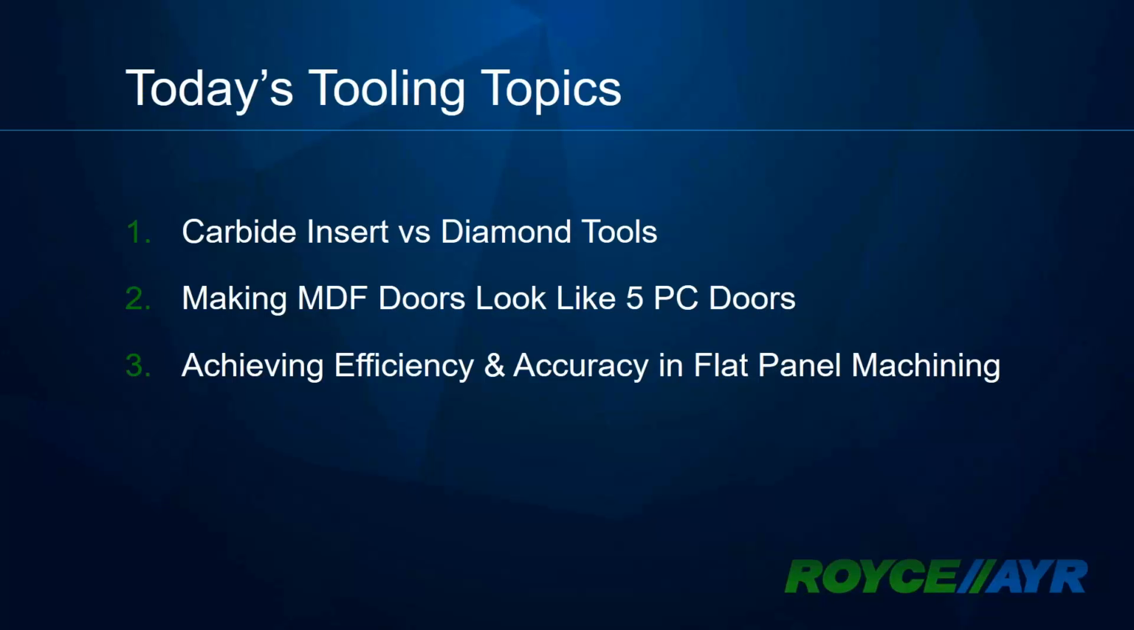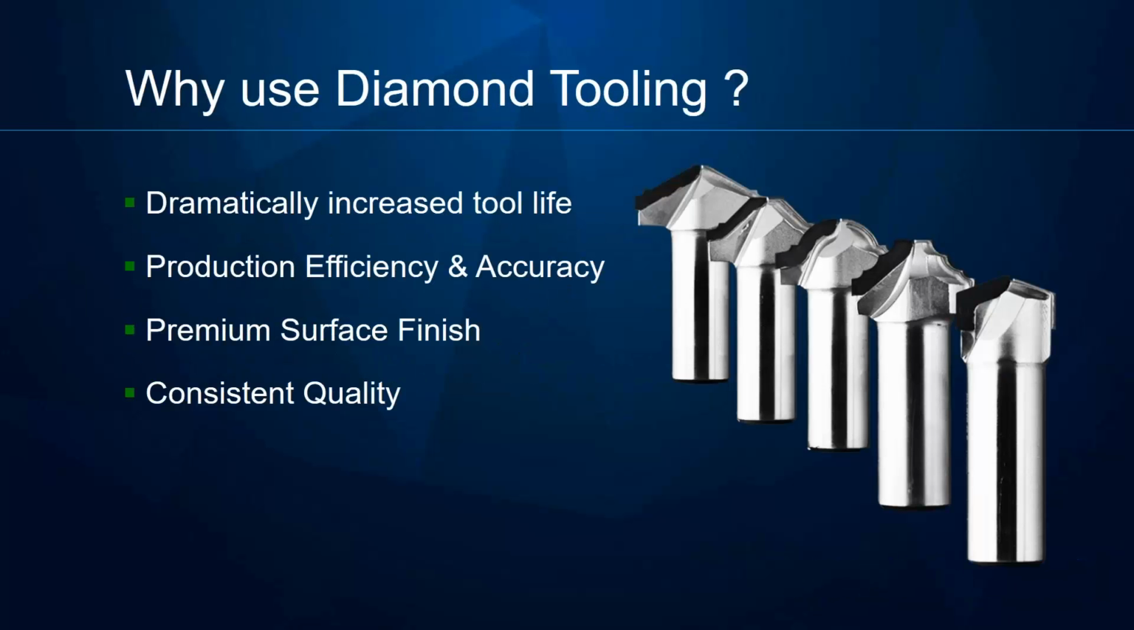I'm going to flip to the first slide here, which is why to use diamond tooling. I would say about 95% of the industry would be using diamond tooling to produce MDF doors. The reason for this is dramatically increased tool life, efficiency, and accuracy. Profile accuracy is very, very important. You can have a great machine and great software, but if you don't have accurate tooling, the transition lines between the profiles will be evident after finishing. Premium surface finish and consistent quality. The diamond tooling option would be the only way to really, truly achieve consistent quality in a production process.